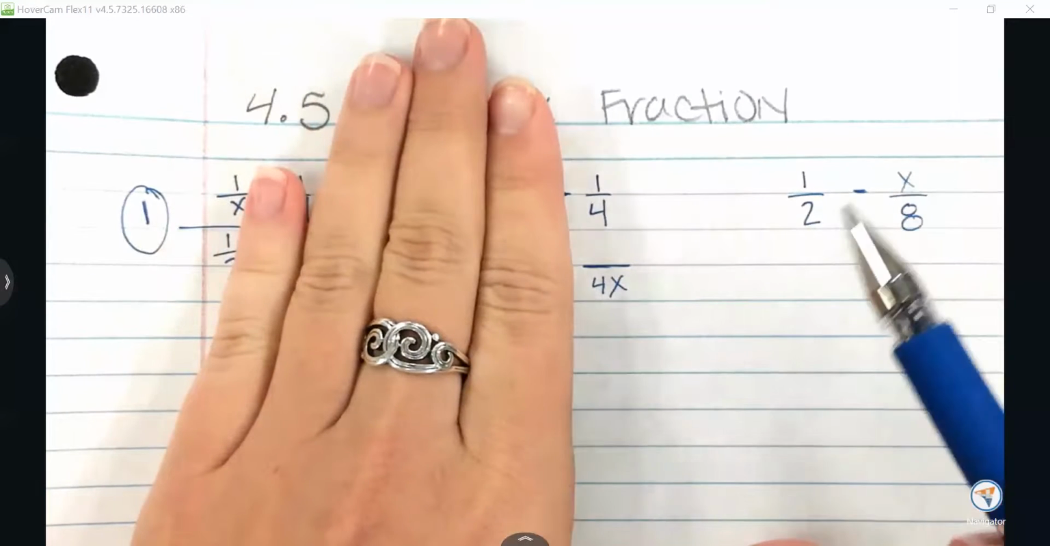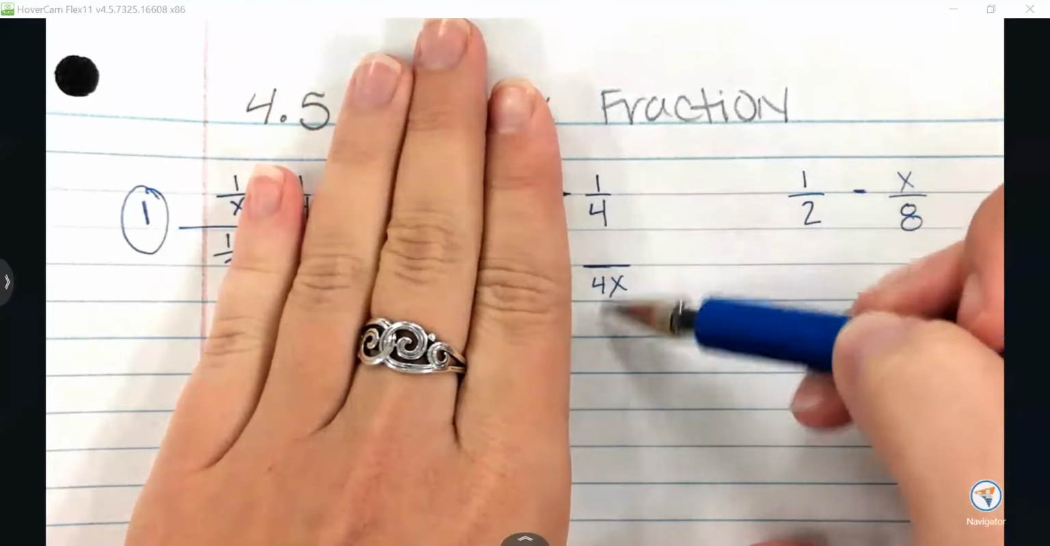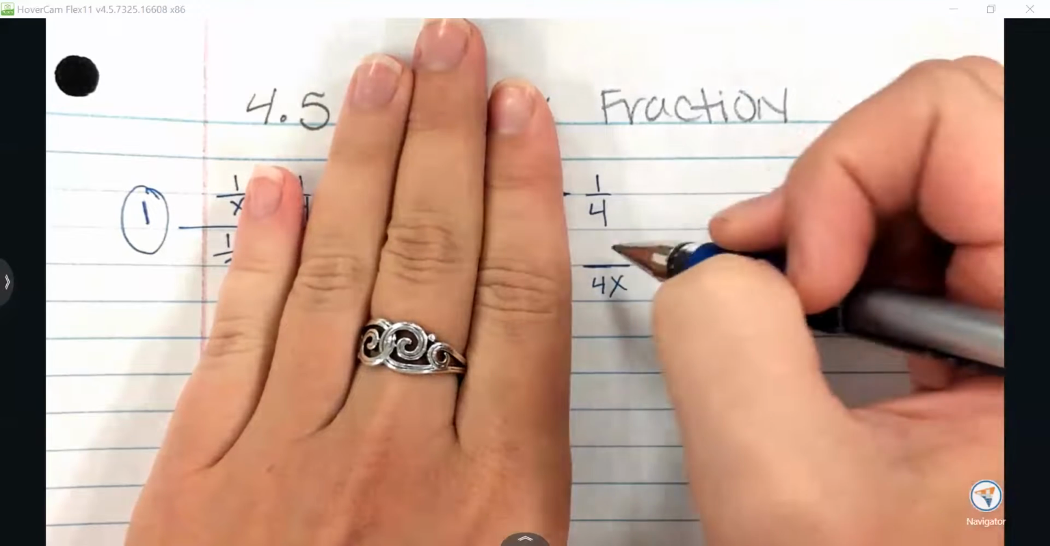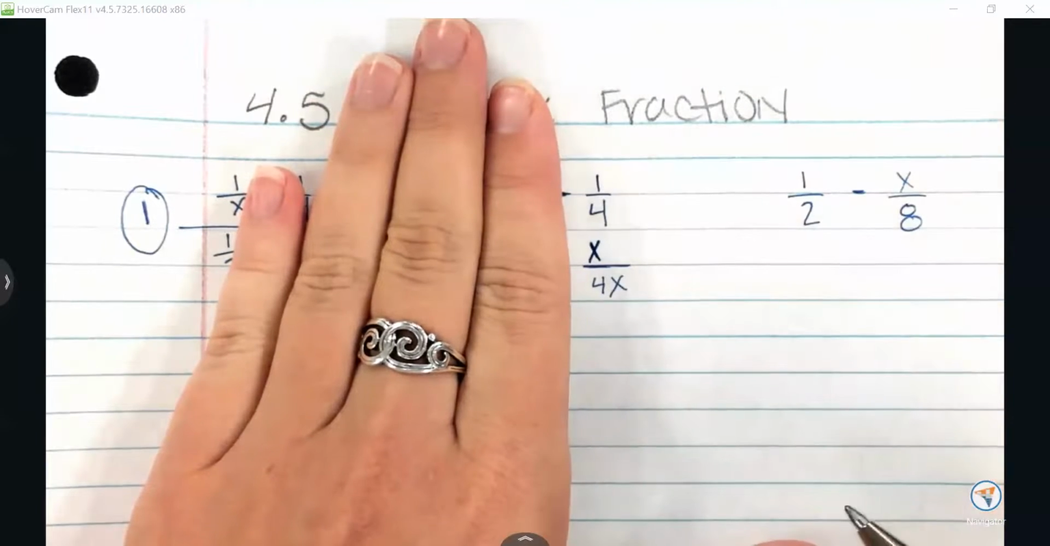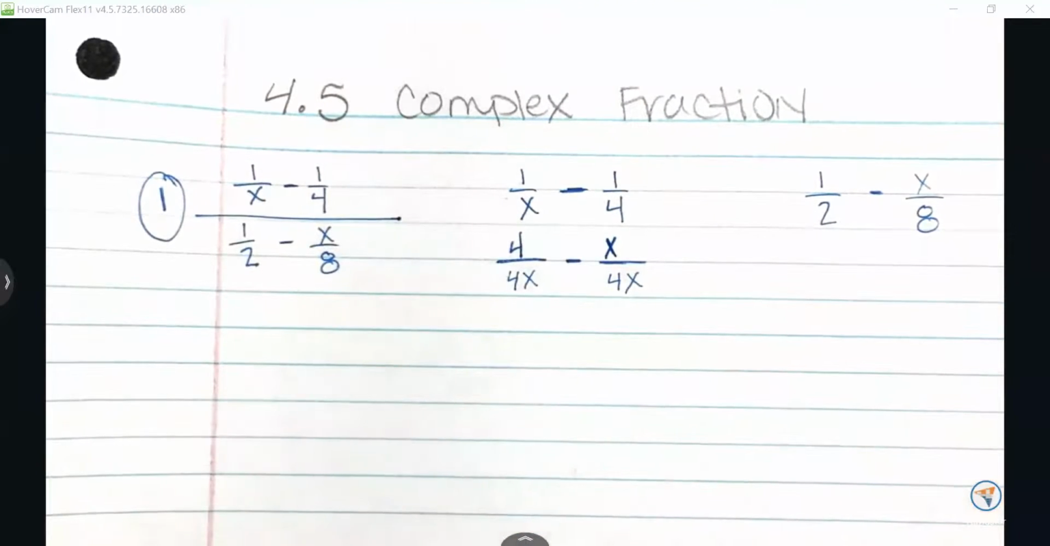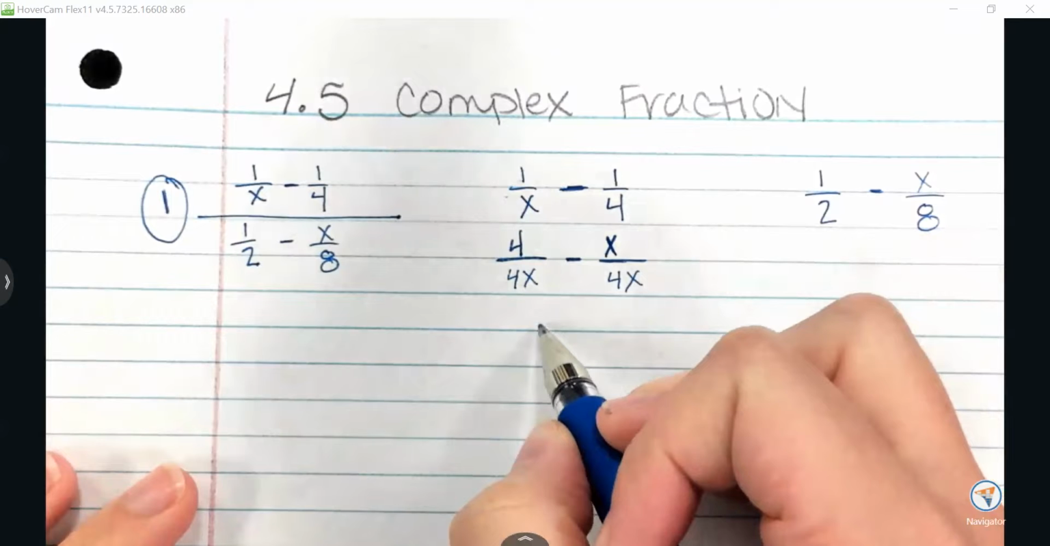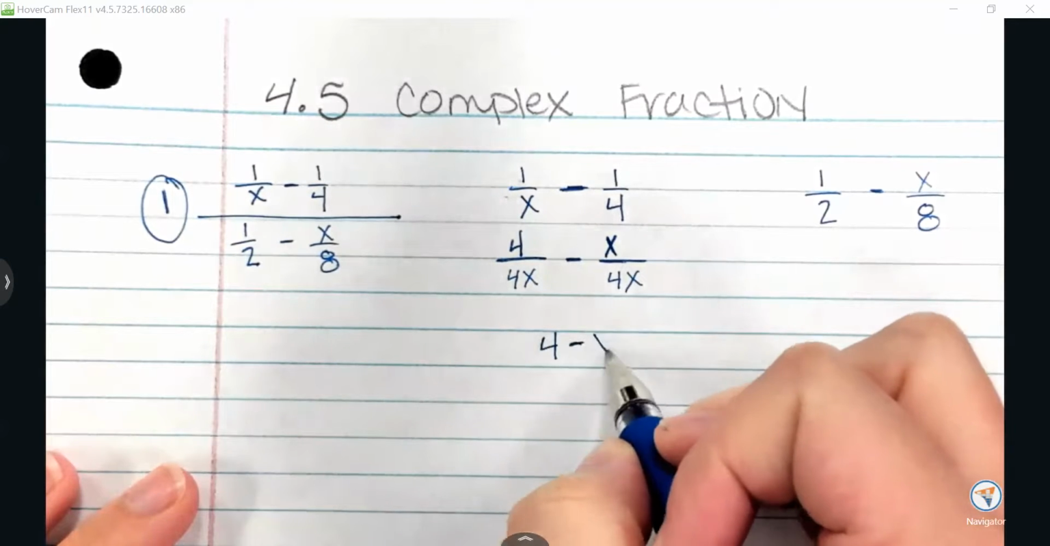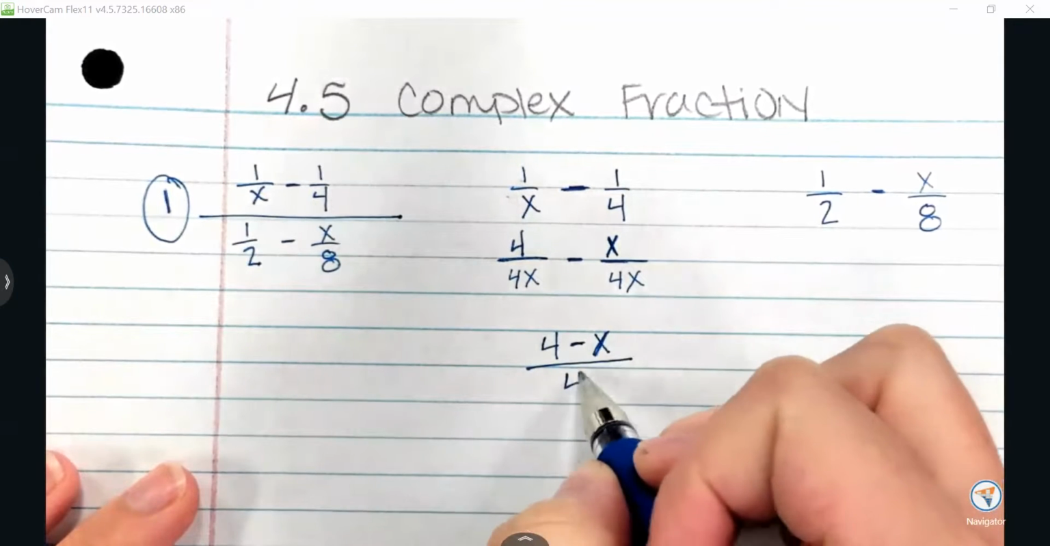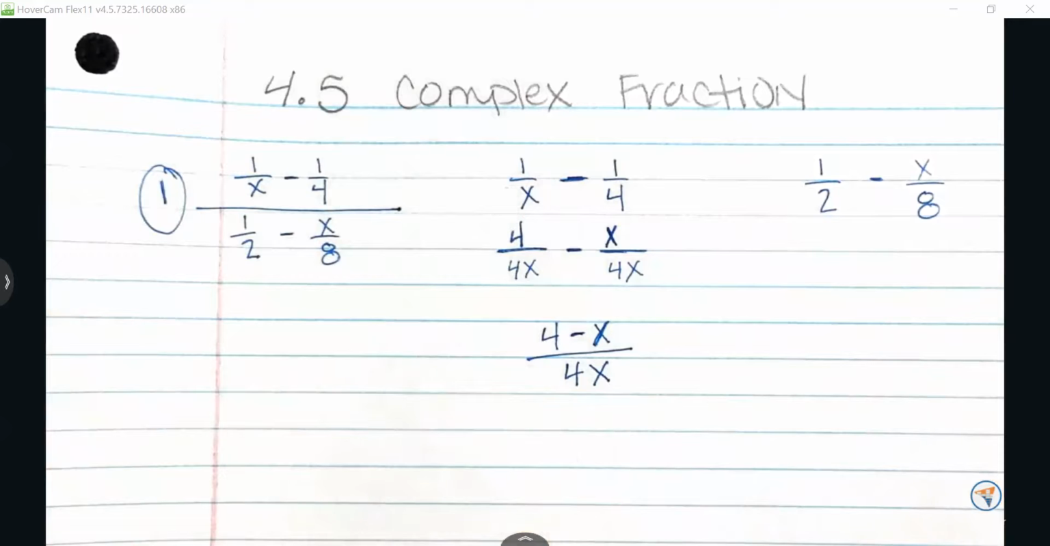Same thing on this side. I already had a 4 in my denominator. The new piece is an x, so it will be in my numerator. Now, do I have a common denominator? So I can write it as one new fraction, 4 minus x all over 4x.